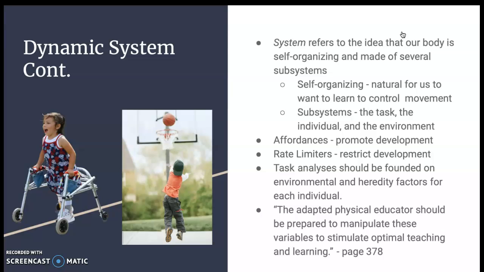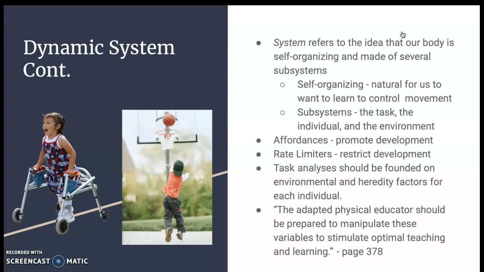In the chapter, we go on to learn about affordances and rate limiters that play a big role in the overall process. Affordances are the things that promote development, whereas rate limiters restrict it. So for the child with cerebral palsy, the rate limiters are neurological and they can't really control that. And then affordances would be like handholds or a walker or guided instruction, which could be for anybody.